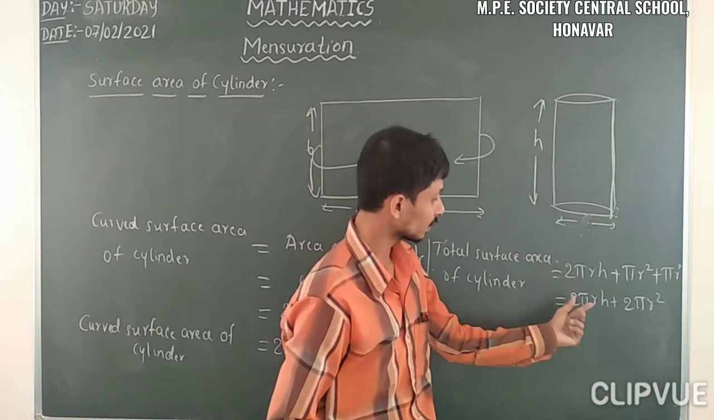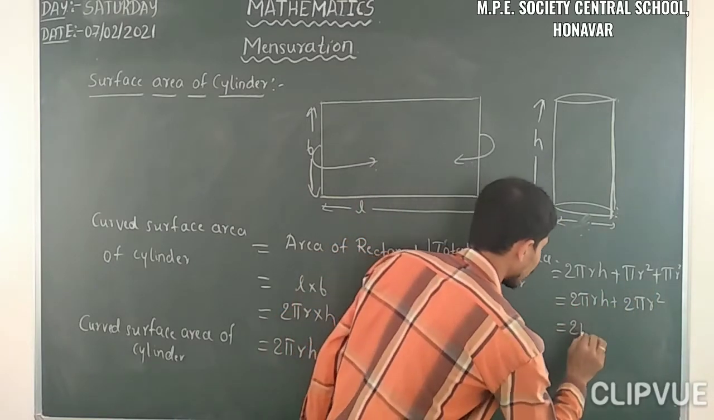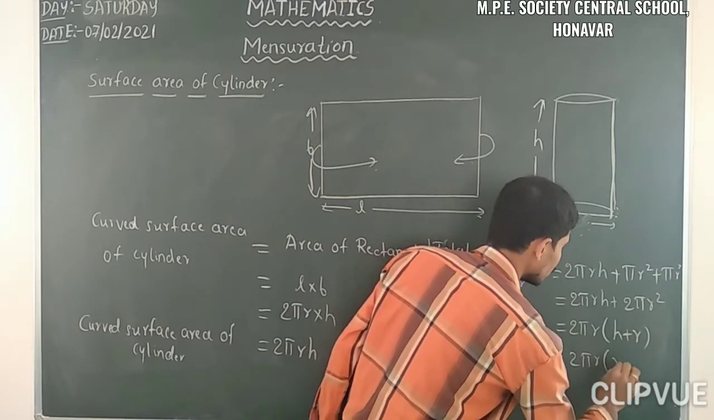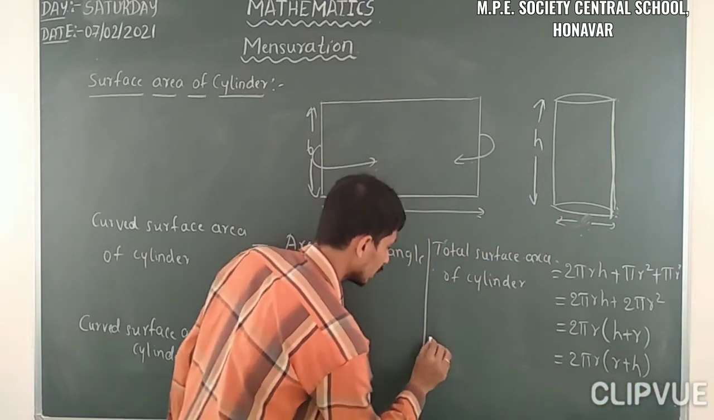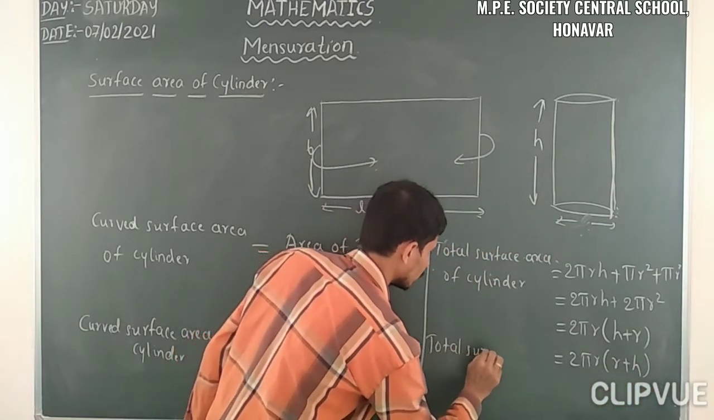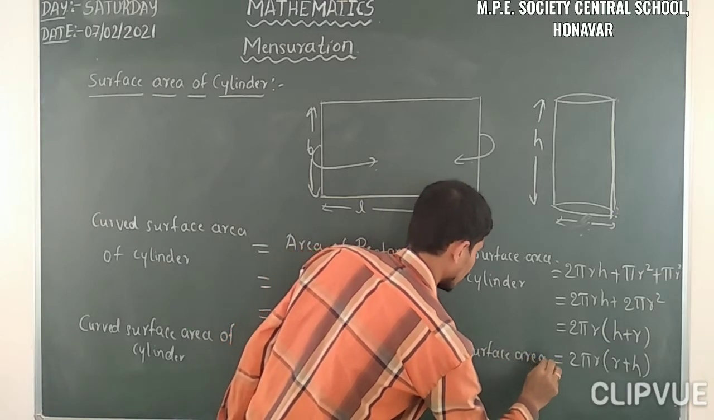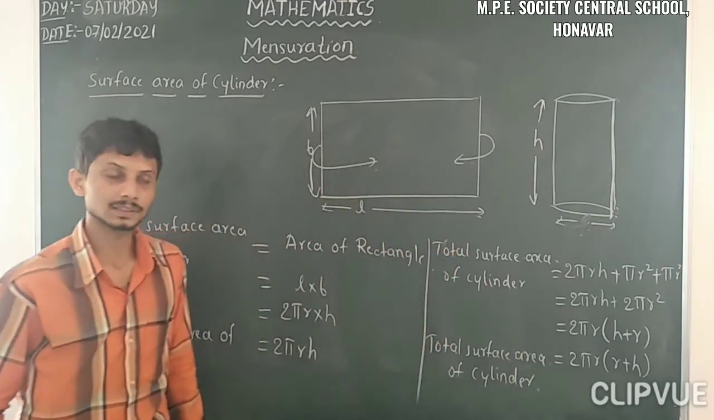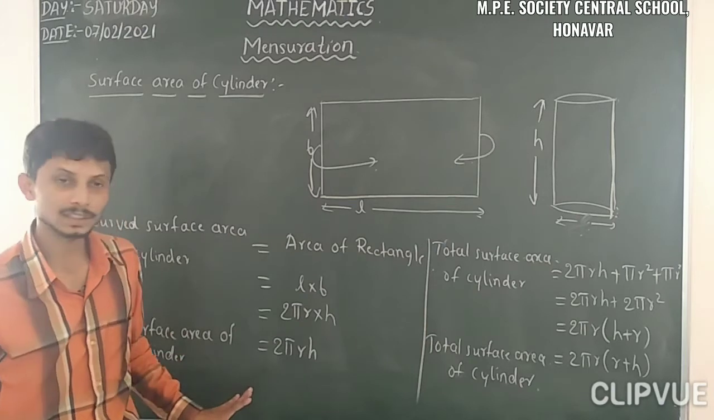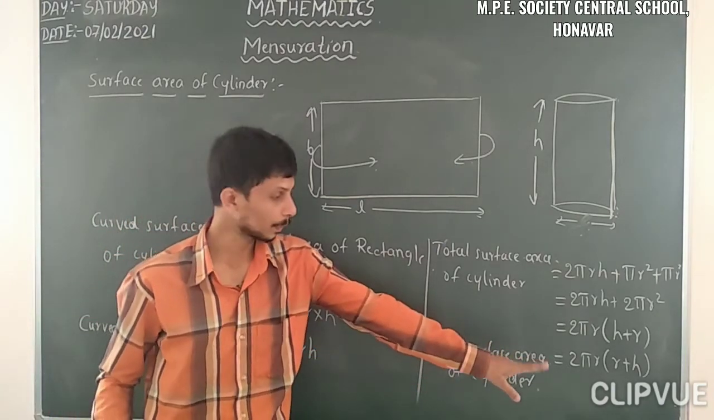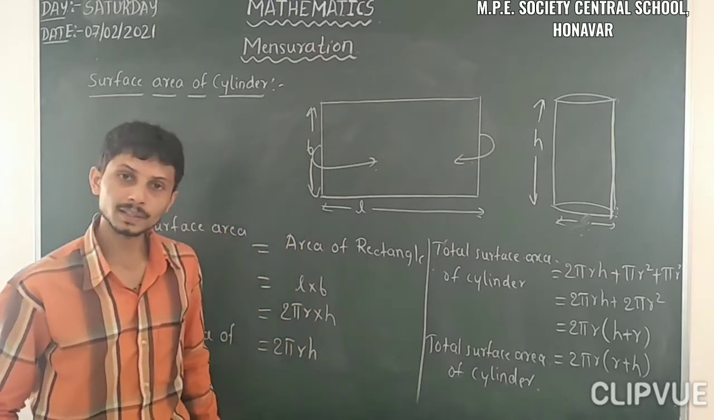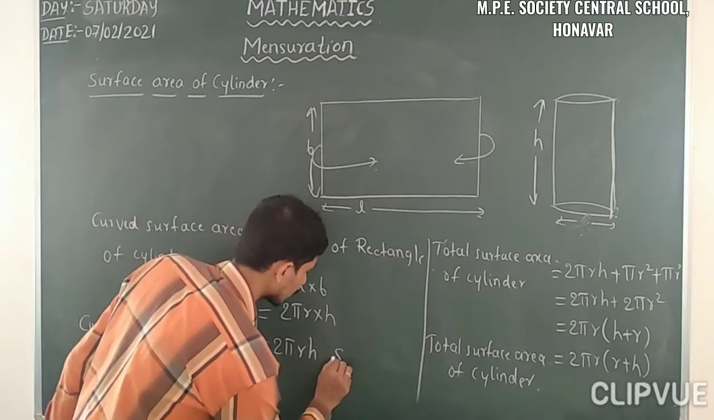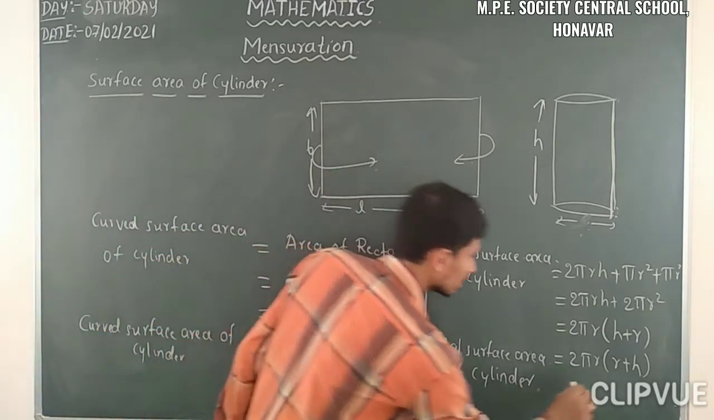Let us take 2 pi r common from both terms. That is 2 pi r into h plus r, which is equal to 2 pi r into r plus h. This is the total surface area of the cylinder. So the curved surface area is 2 pi r h, and the total surface area is 2 pi r into r plus h. After getting the formula, you have to insert the values, and then find the answer along with the unit. That is nothing but a square unit. Here also it is square units.